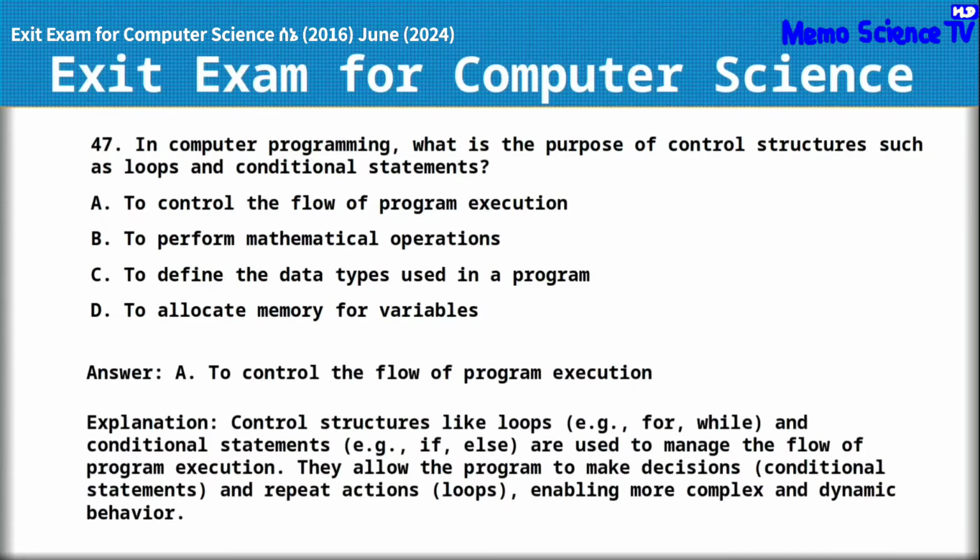Control structures like loops, for example for, while, do while, nested loop, and conditional statements like if, else are used to manage the flow of program execution. They allow the program to make decisions, conditional statement, and repeat actions or loops, enabling more complex and dynamic behavior.